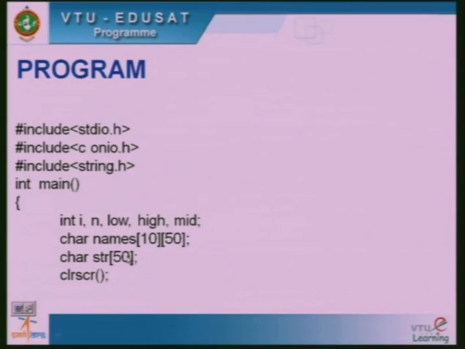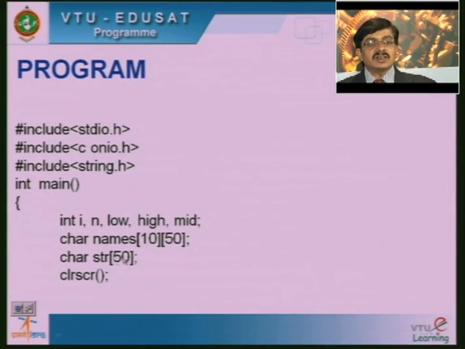Now, when you go for the program with a list of names, what necessary data is required here? We have to declare low, high and mid for the binary search technique: the lower index, the higher index, and the mid value is to be computed. To read the list of names, you must have a 2-dimensional array, names of 10 by 50, 10 rows and 50 columns, the maximum I can read here. So, 10 names here. Then I am using one more array called str, which is an array of 50 characters. This is the key string, the name I am supposed to search in the list of names.